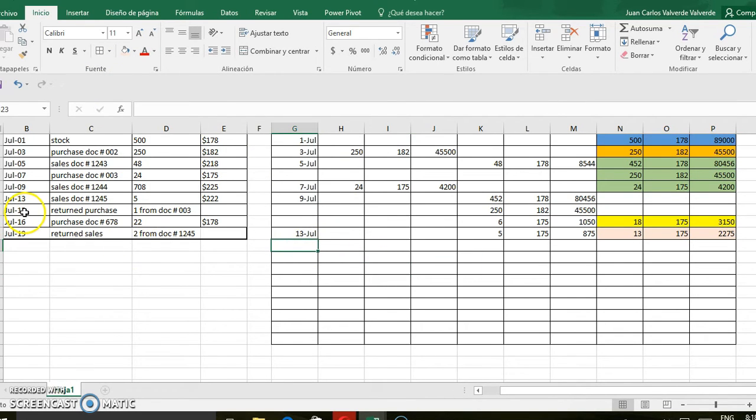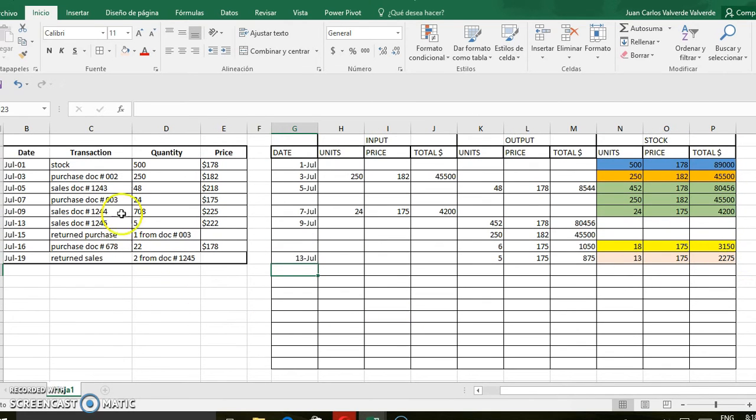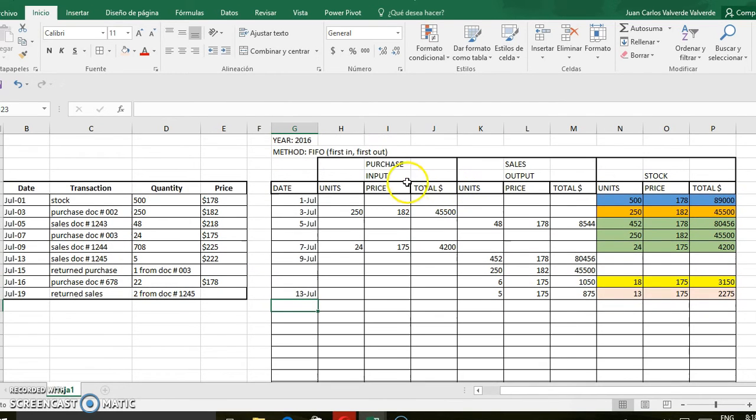Let's see what happened. Return purchase from document 003. If we check document 003, we purchase 24 here, and we pay a price 175. Luckily, it's the same price. So when it says return purchase, that means that we bought 24, and now we're returning. When it says return purchase, okay, we put it on the opposite column, not on the purchase column, because if we are returning something that we bought, that means that it is leaving from our stock.